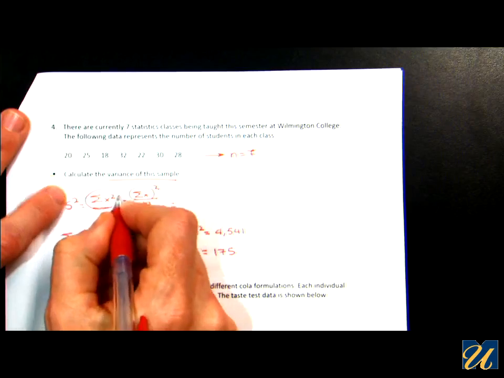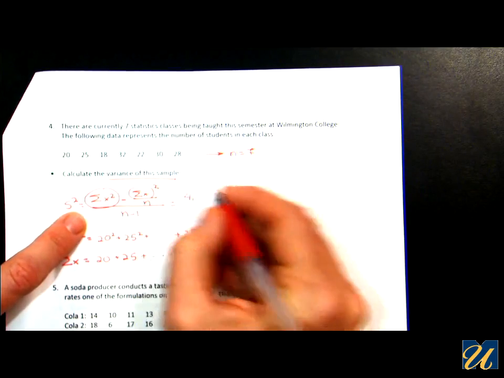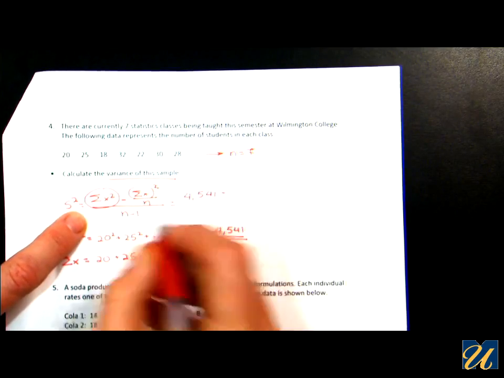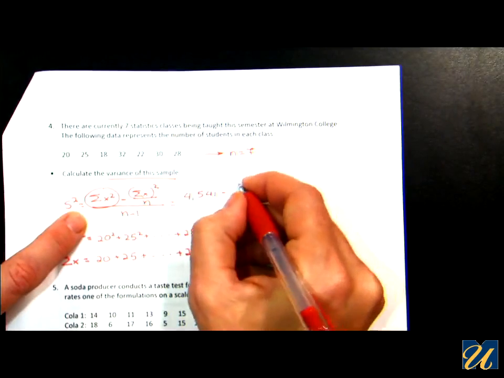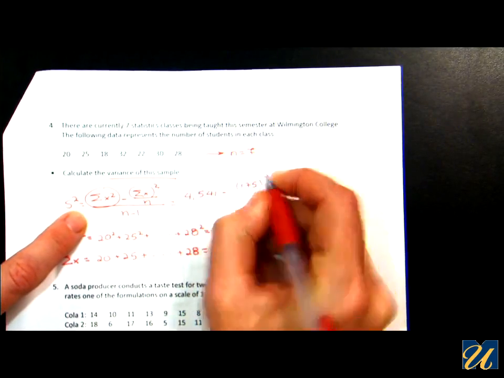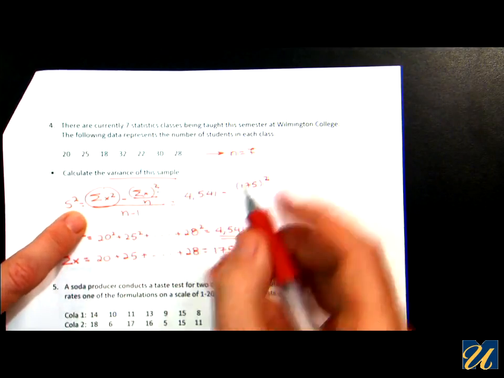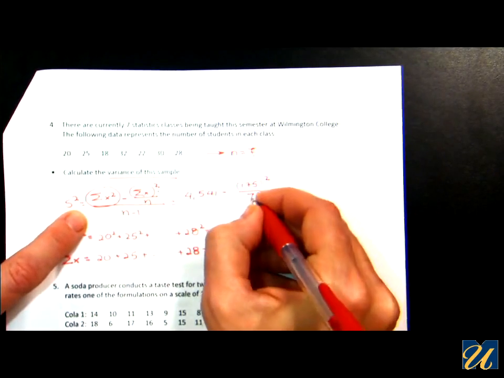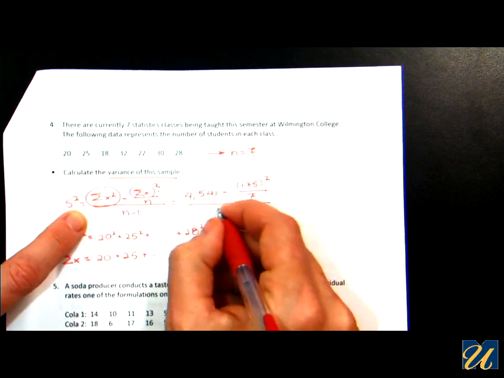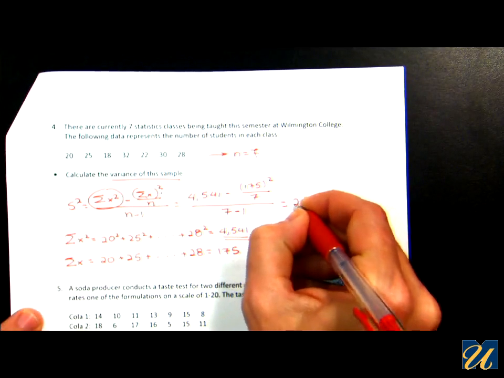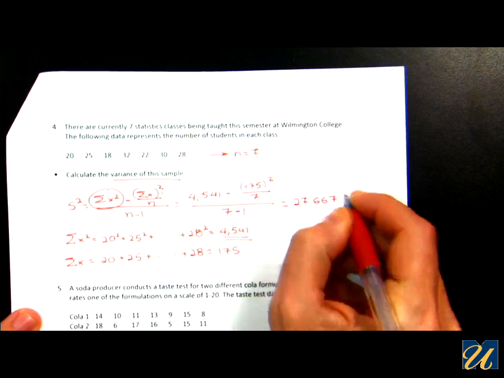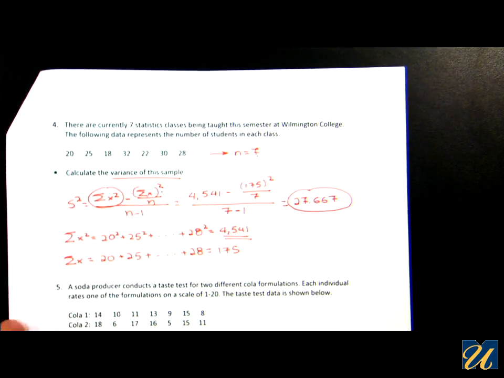The sum of all the squared entries is this number right here that we have just calculated. So 4,541 minus the sum of all the entries, 175 squared. Do not forget to square it, over what is n? 7, and all of that over 7 minus 1, n minus 1. If we do the calculations, this will be 27.667. So your sample variance is 27.667.